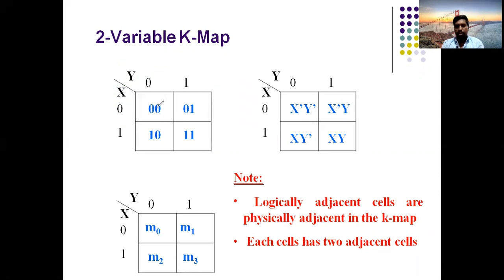Now, if I want to write the address of this cell, what is the address of the cell? The value of the row and the value of the column. If you combine them, it will form an address. Remember that always the row value is followed by the column value. What is the row value here? 0. What is the column value? 0. So 00 is the address of the first cell.